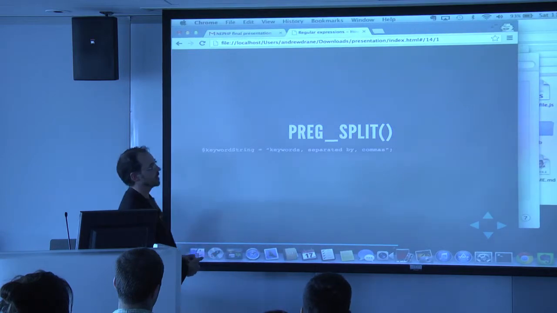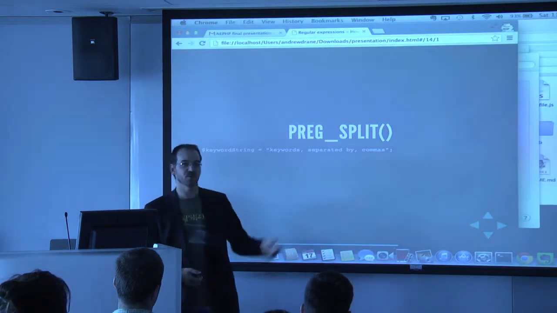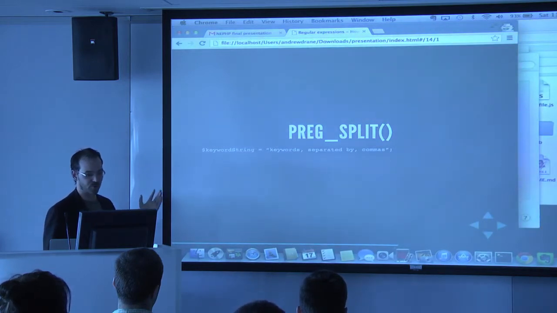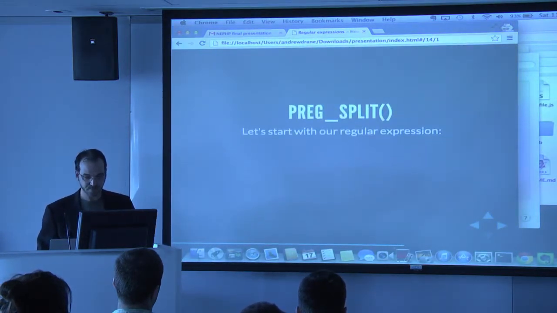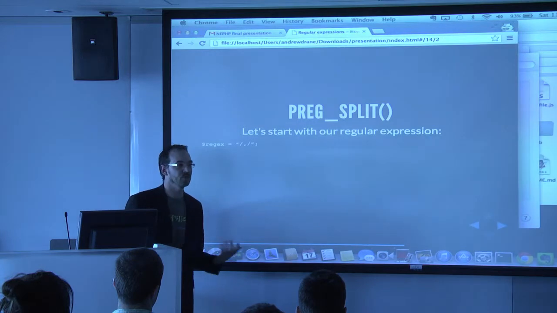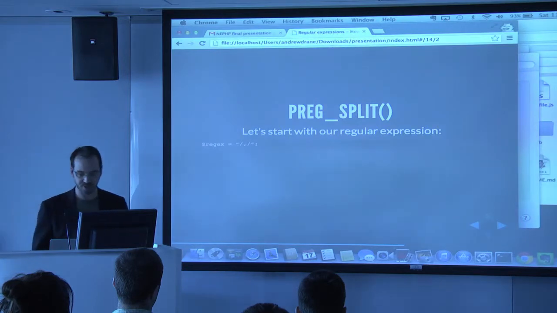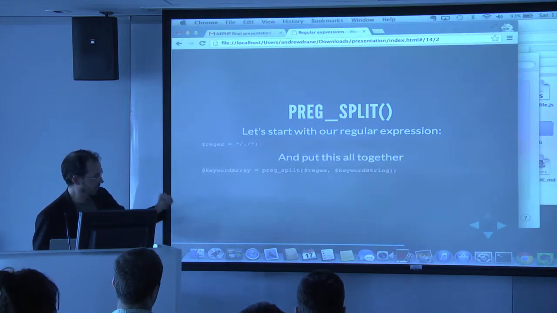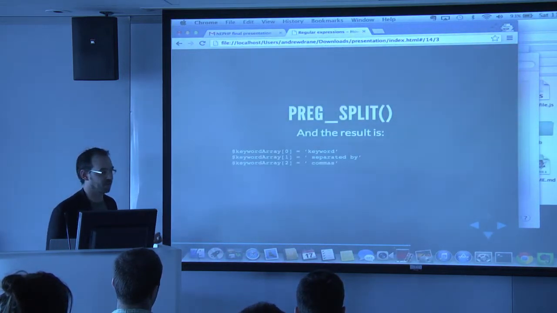So, for example, let's say we have this string that comes into your PHP, and you want to process it. You want to extract all the keywords in here and put them in an array. So we have keywords separated by commas. Let's start by writing a regular expression. The only thing we want to match is the comma. So we have a nice regular expression with 2 delimiters and a comma between them. Let's put it all together. We have the preg_split function, pass the regular expression as the first argument, the string as the second argument, and you get this result.